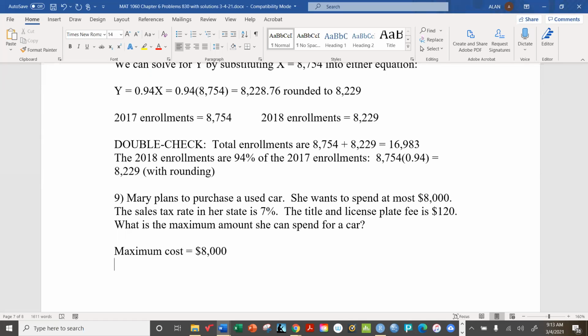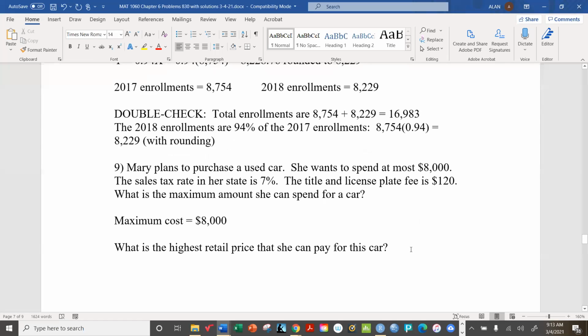Now, what this means then, I guess I should have written this a little differently. What we want to know is how much can the retail price be? In other words, we know that she can spend $8,000, but that includes the sales tax and the license and the fee. What is the highest retail price that she can pay for this car? That's what it really should say, I guess. So how would you set this thing up?